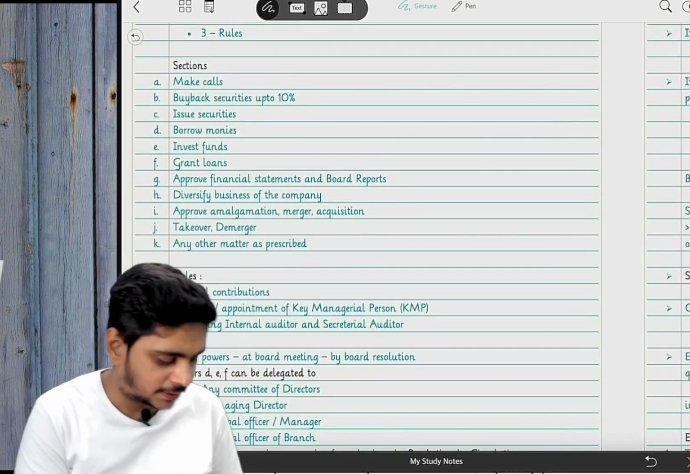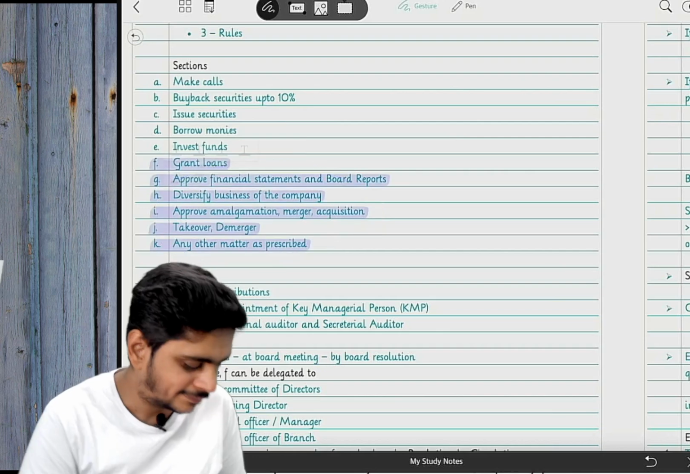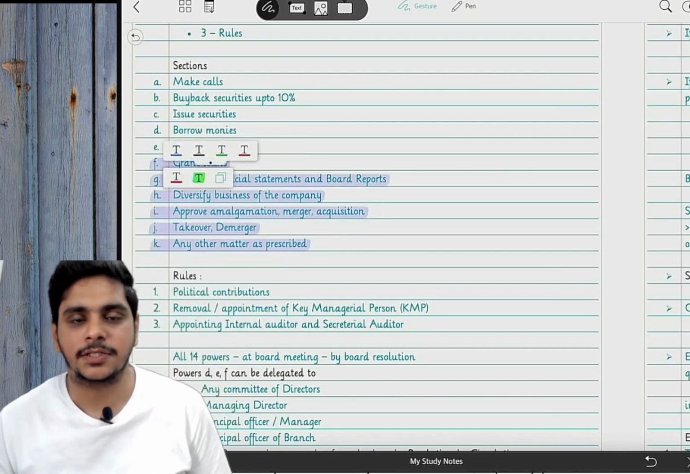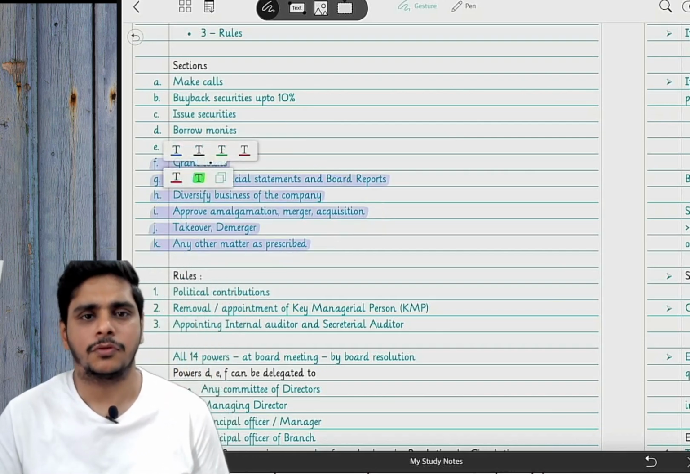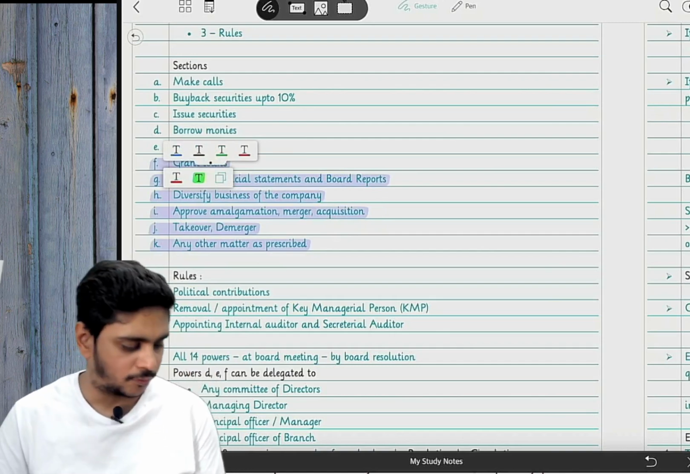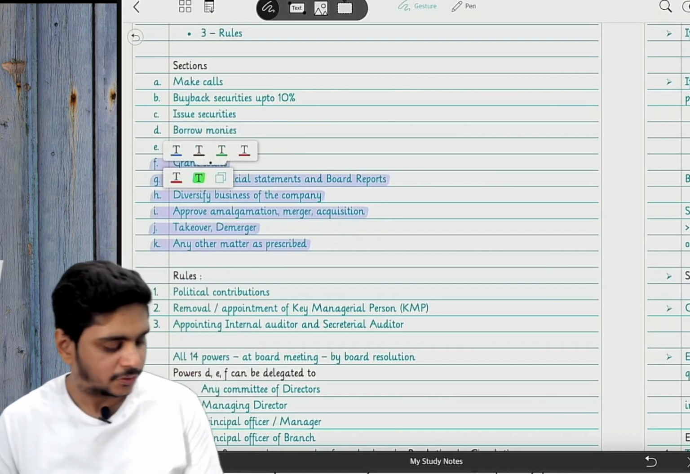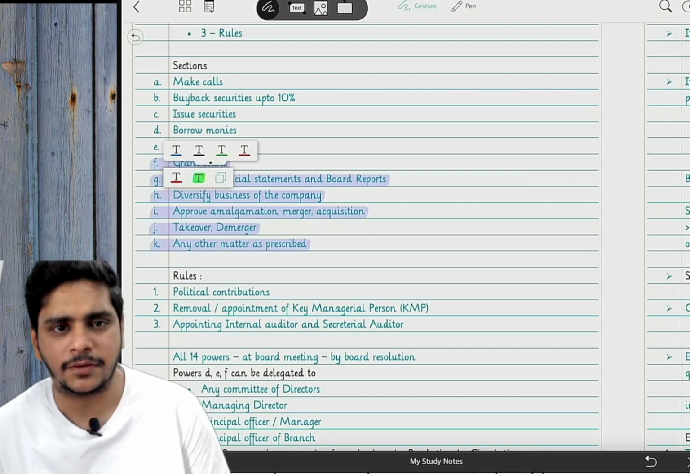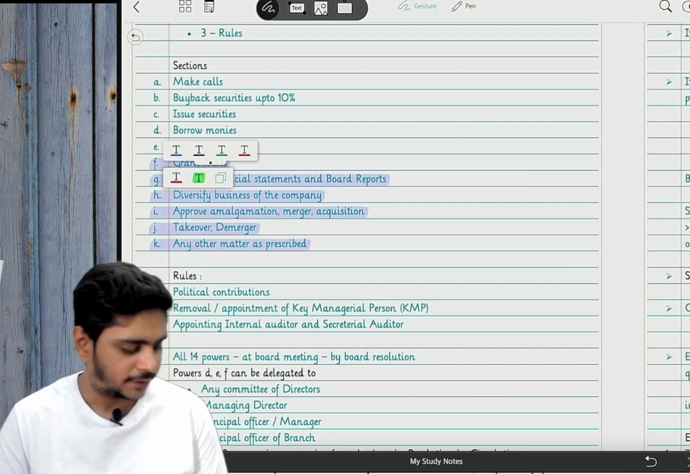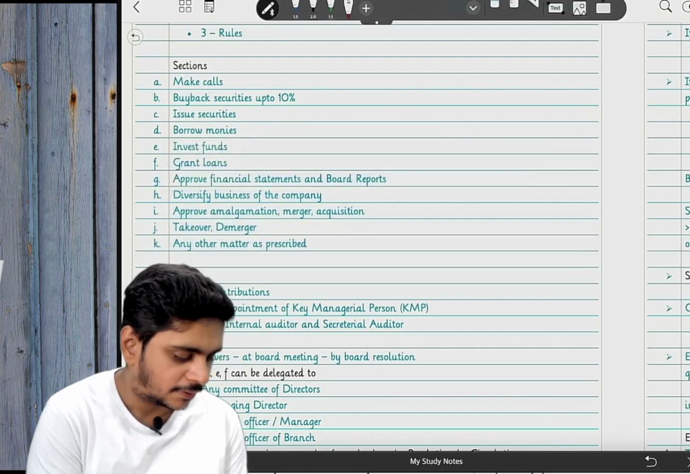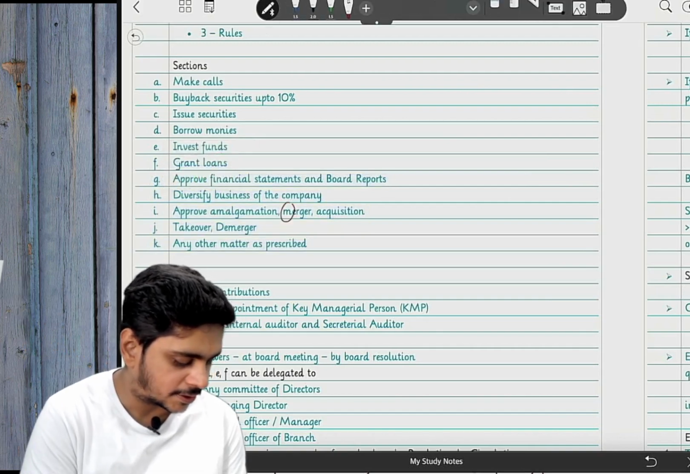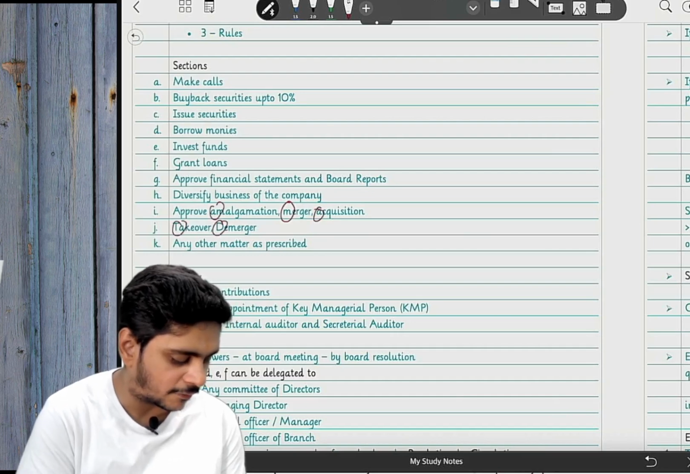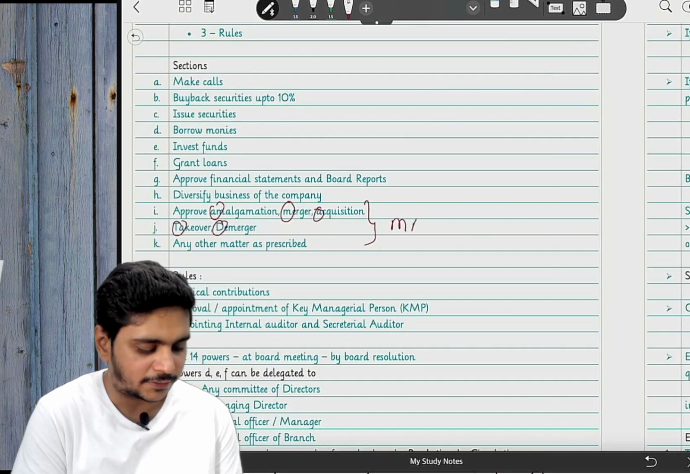Then next 5 powers are these: to approve financial statements and board report. Then to diversify the business of the company. Then MADAT. MADAT is basically mergers, amalgamation, demergers, acquisition, takeover. So these together we call MADAT.